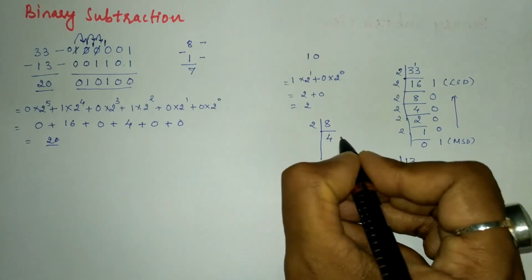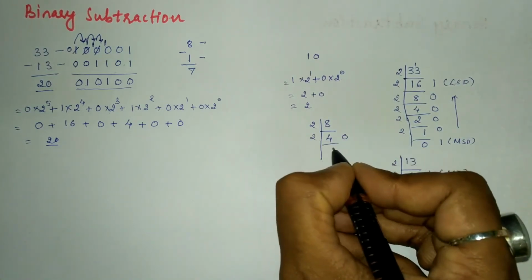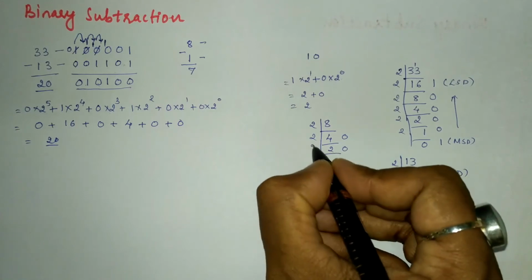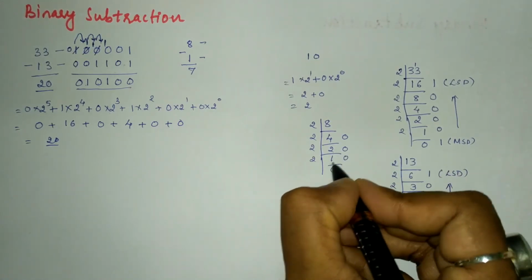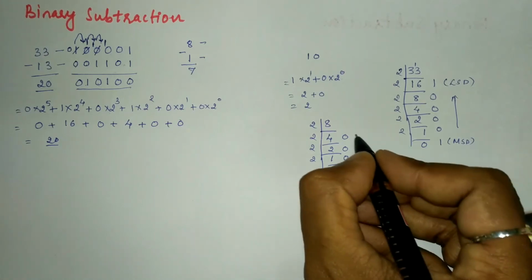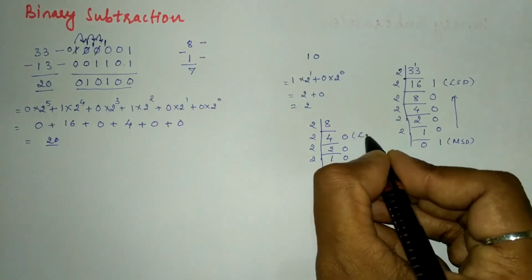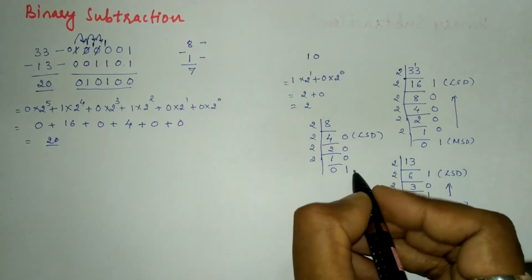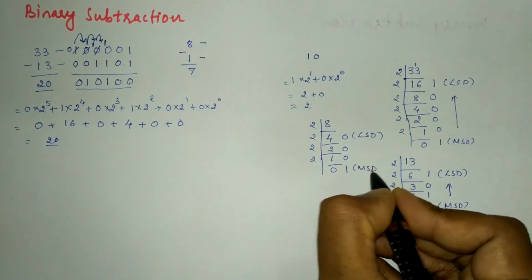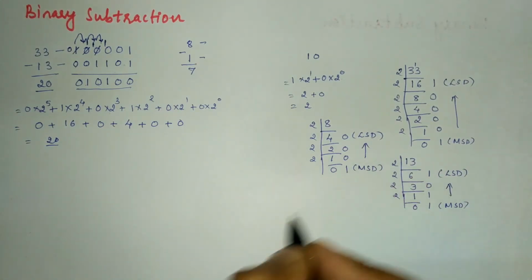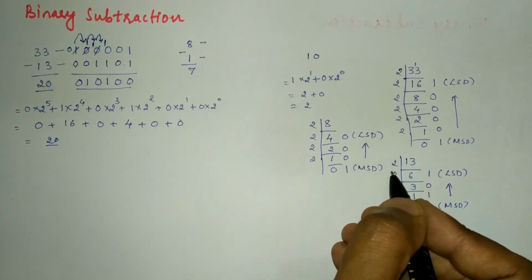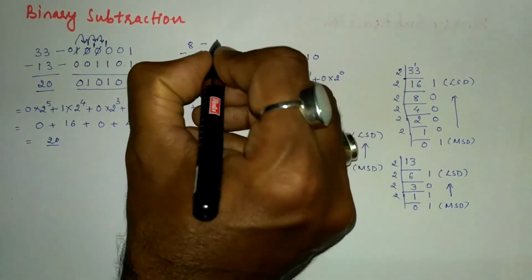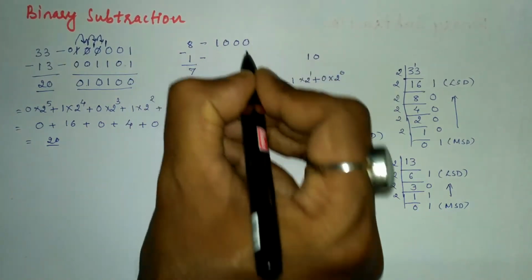2 4s are 8, remainder is 0. 2 2s are 4, remainder is 0. 2 1s are 2, remainder is 0. Next 2 zeros are 0, this quotient will become remainder. The first remainder is least significant digit and the last remainder is most significant digit. So we'll have to write the binary equivalent of number from most significant digit to least significant digit. So we have to write 1 0 0 0.